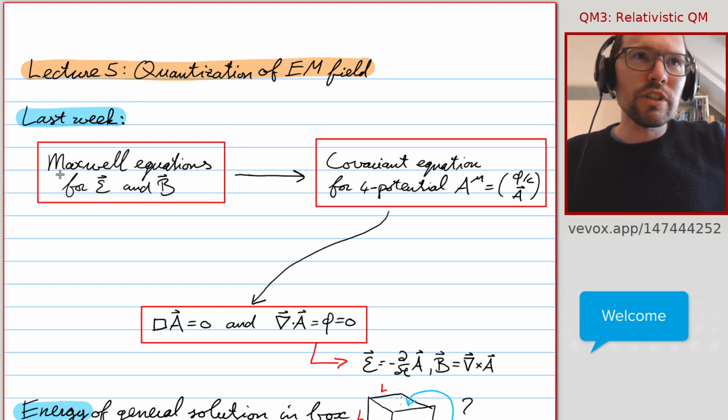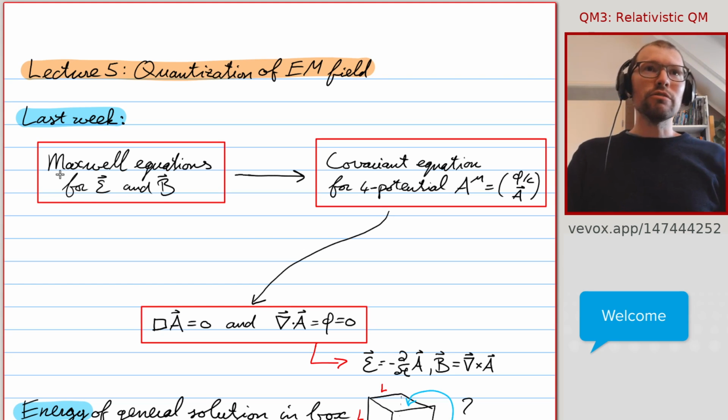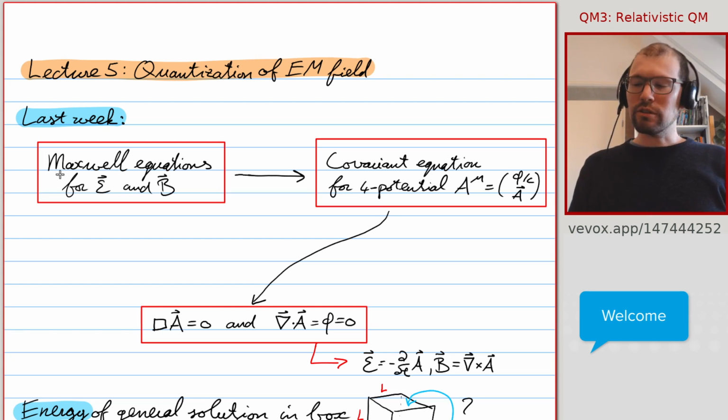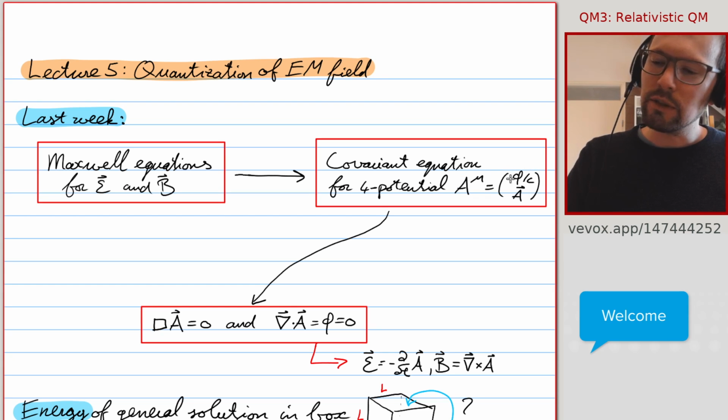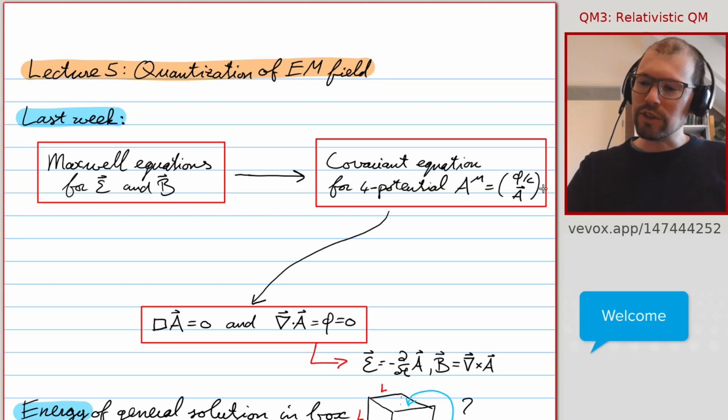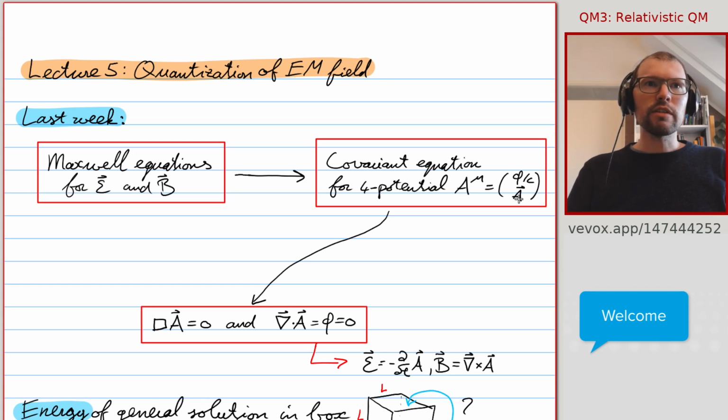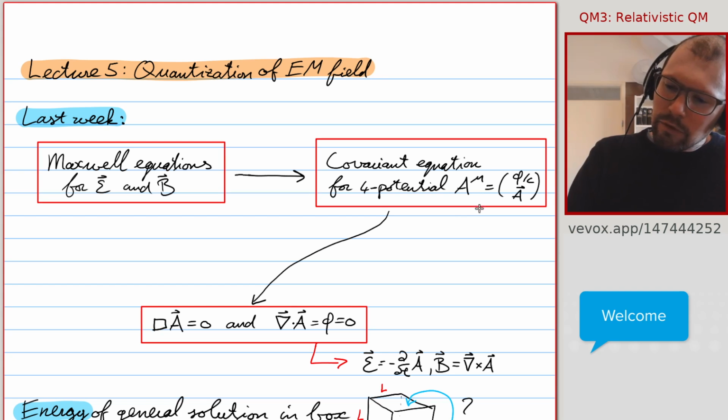So we had a look at Maxwell's equations. And we managed to rewrite them in a manifestly covariant form, in terms of this 4-potential A mu, which incorporates the usual scalar potential and the vector potential. So we convinced ourselves that this certainly gives a wave equation that satisfies the relativistic principle. So certainly the relativistic criterion there is satisfied. For the quantum side, it will come this week.